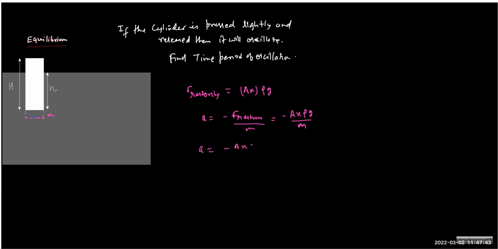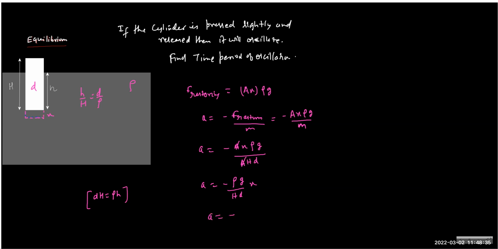And we know that mass of cylinder we can write as A times capital H times D. So a turns out to be minus rho G by H D into X. Okay. Fine. And we know that D H is equals to rho small h, right? If you remember, like h by H is how much? D by rho, correct? Yes, sir.